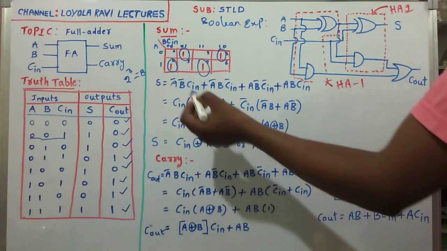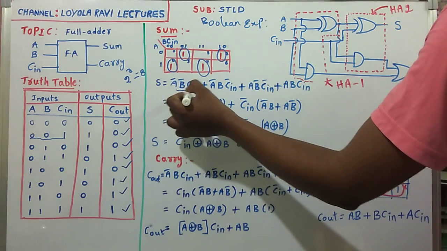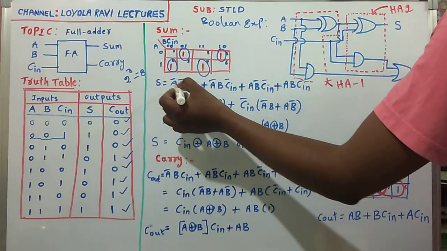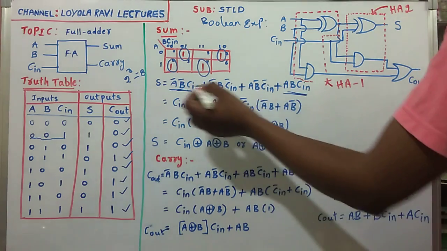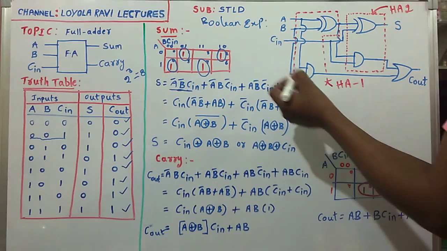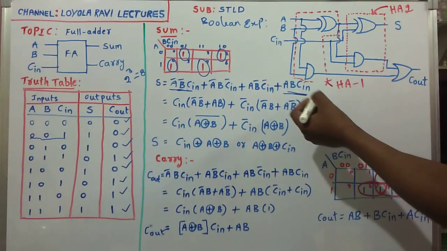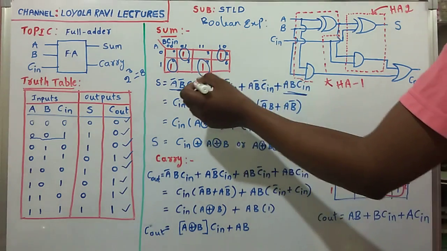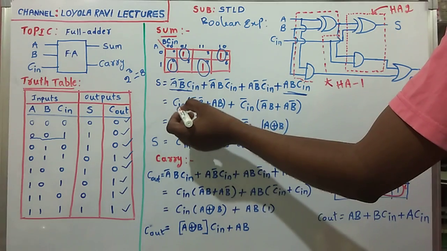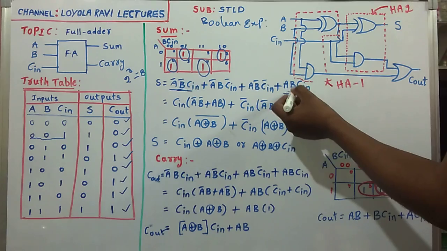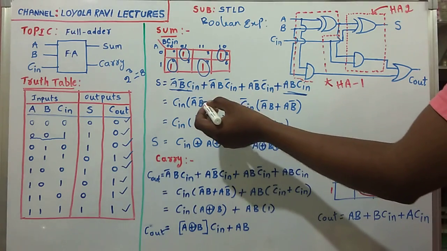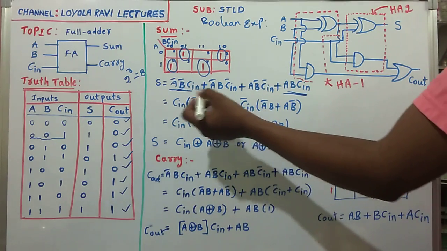Simplify this. So in the first term, A bar, B bar, C in, and in the last term, A, B, C in. From the first term and last term, is there any common term? C in is common. I am taking C in common. If C in is common here, A bar B bar, plus here C in is common, AB: (A bar B bar plus AB) into C in.